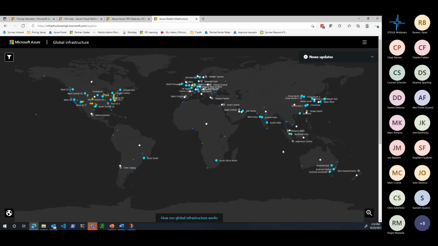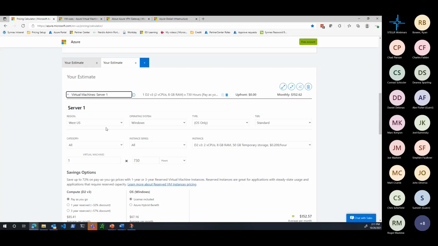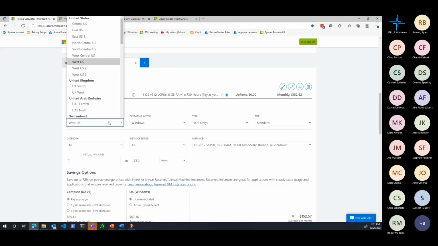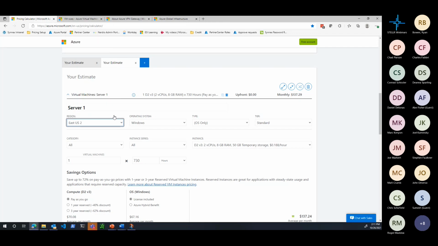If your customers are there, this is a great way of pushing your applications, pushing your products to as close to the customer as possible. Obviously, considering data sovereignty things and the like, but those are ways of getting your stuff as close to the customer as possible. So this is how we decide. I typically, when I'm building out an estimate, unless somebody tells me, I'm usually picking the East US 2 region. One, it's closest to me, and two, it's one of the newer data centers that has most of the newer features that are available.